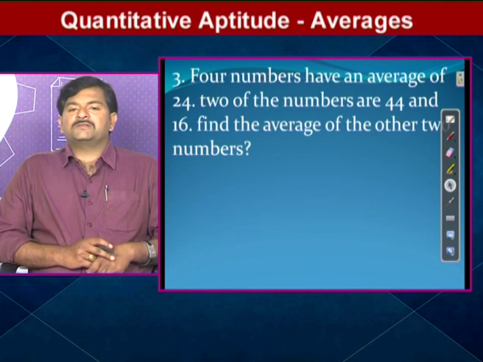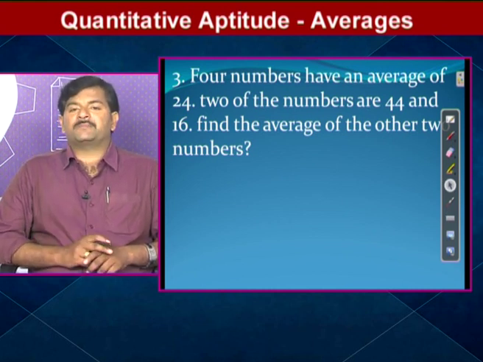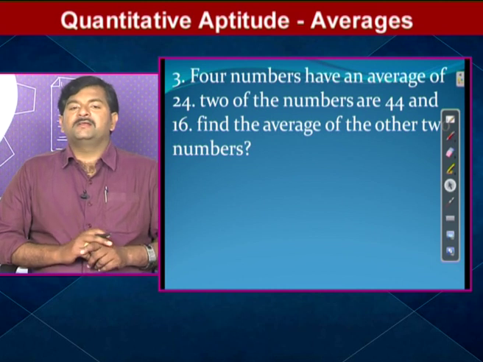See, observe here, it is also an interesting question. 4 numbers have an average of 24. 2 of the numbers are 44 and 16. Find the average of the other 2 numbers. It's a different question but very easy.